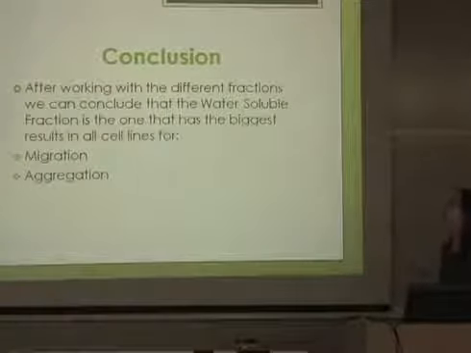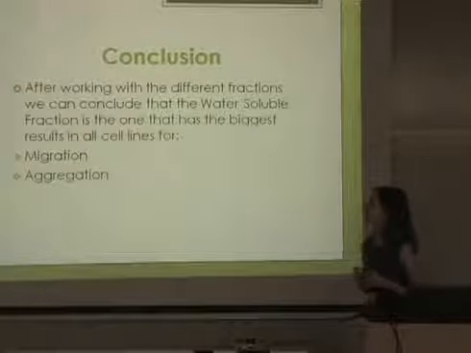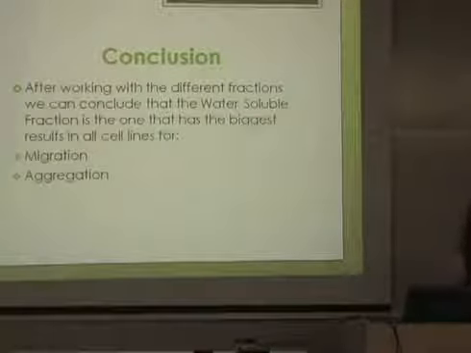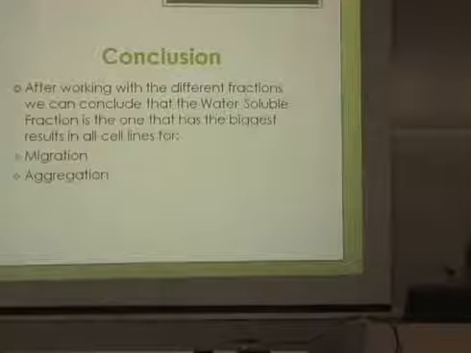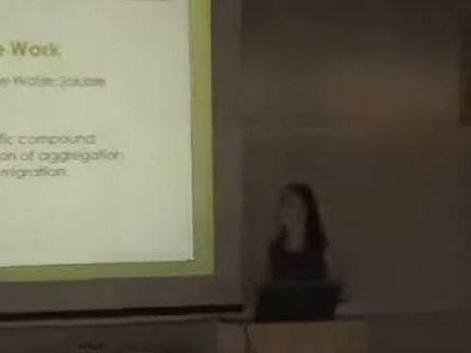To conclude, after working with the different fractions, we were able to say that the water-soluble fraction is the one that has the biggest results in all the cell lines when it comes to migration and also to aggregation. Some future work for this will be further fractionating the water-soluble fraction, performing some anti-cancer testing, and also trying to determine the specific compound, or maybe compounds, that are causing the stimulation of the aggregation and the inhibition of migration.